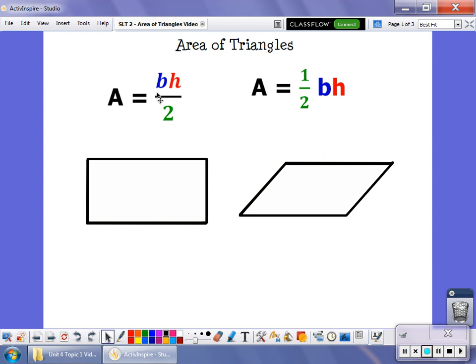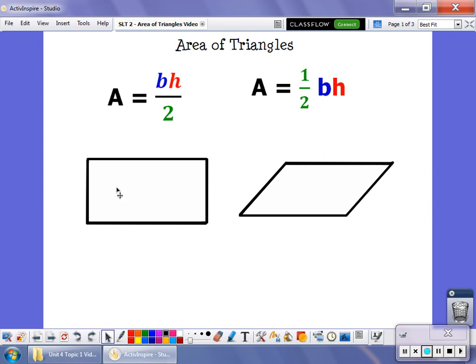Think about what you know about base times height. Base times height is the formula we use to find the area of a rectangle. Okay? So if I had this rectangle and I wanted to find its area, I would do base times height. Same thing with this parallelogram. To find the area of a parallelogram, I would do base times height. But I don't want the area of a parallelogram. I want the area of a triangle. So that's why we divide it by 2.